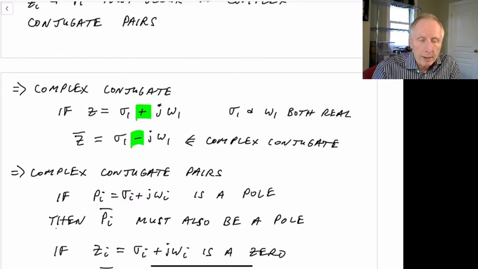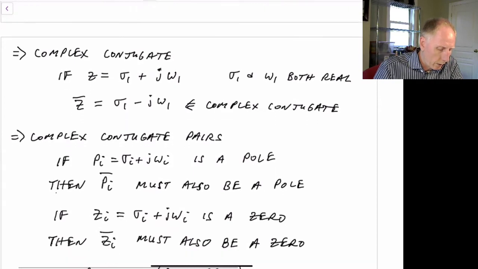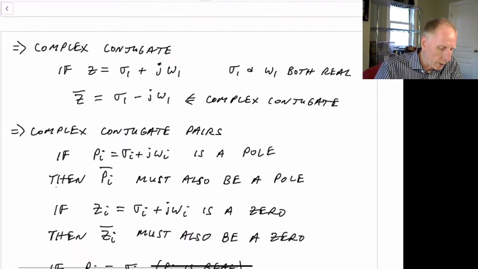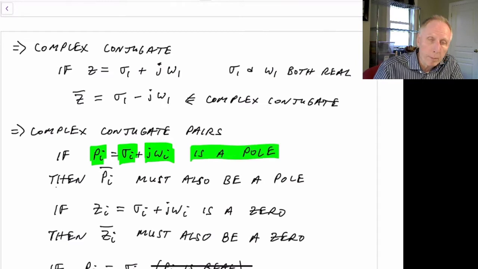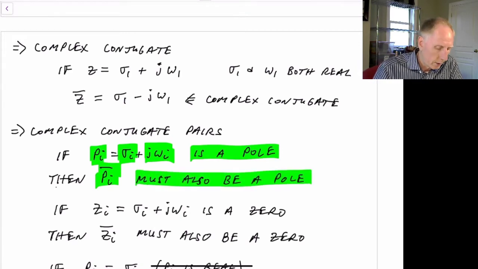If it was already the minus sign, obviously, if omega 1 was negative, then it would become a plus sign. So anyway, it always changes the complex portion, takes the inversion of that, but the real part remains the same. So in the case of complex conjugate pairs, if p sub i happens to be sigma i plus j omega sub i, a pole, then p sub i complex conjugate must also be a pole. So sigma i minus j omega sub i would also be a pole.